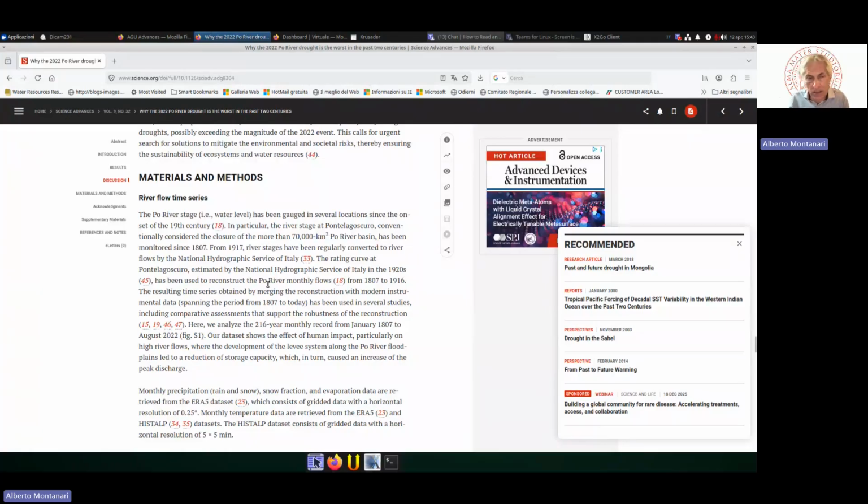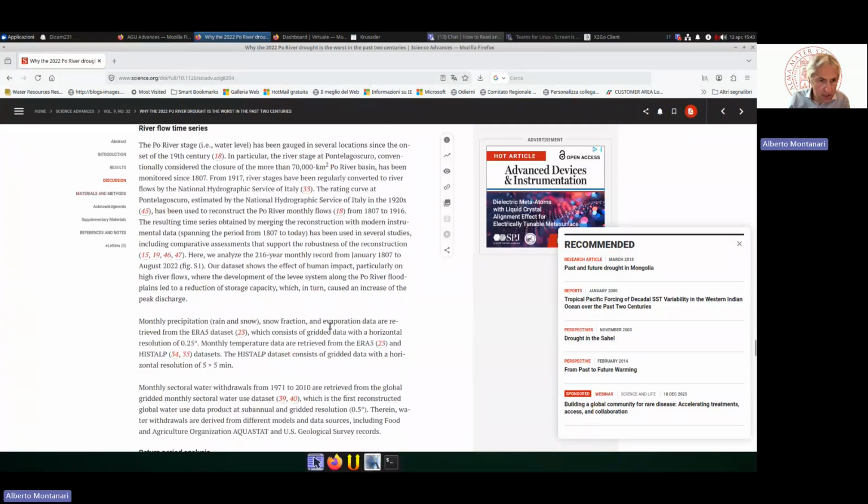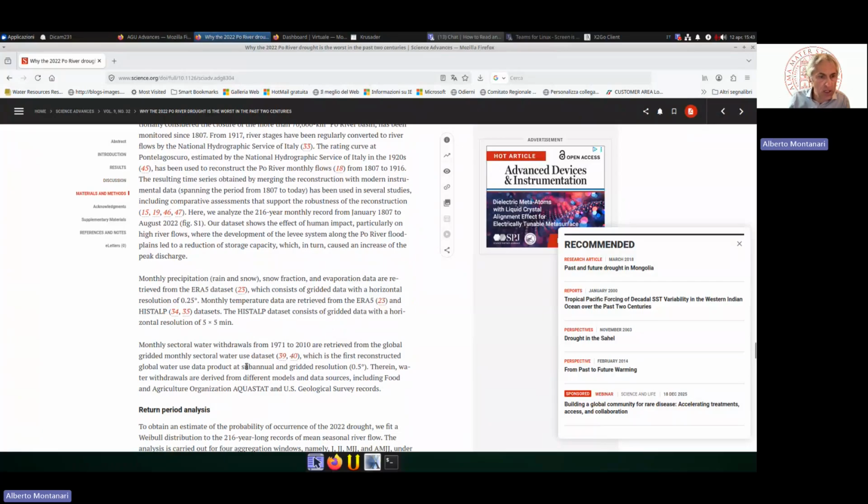I'm not very interested, I assume. So I'm just browsing what is described here. So the river flow time series, monthly precipitation, and monthly sectoral water withdrawals. I may be interested in monthly sectoral water withdrawal, because I know that it's not easy to get this data. And so where were they retrieved from? Here I read that they are retrieved from the Global Gridded Monthly Sectoral Water Uses dataset.